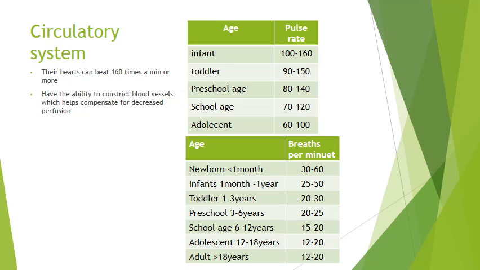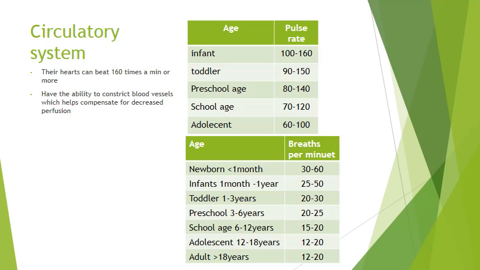So this is the circulatory system. An infant's heart can beat upwards of 160 times a minute, and they have the ability to constrict blood vessels, which helps compensate for decreased perfusion. And the tables to the right, the one on top is pulse, and as you can see, infants have a very high pulse from 100 to 160. Toddlers come down just a little bit, from 90 to 150. Preschoolers, again just another step down, 80 to 140.